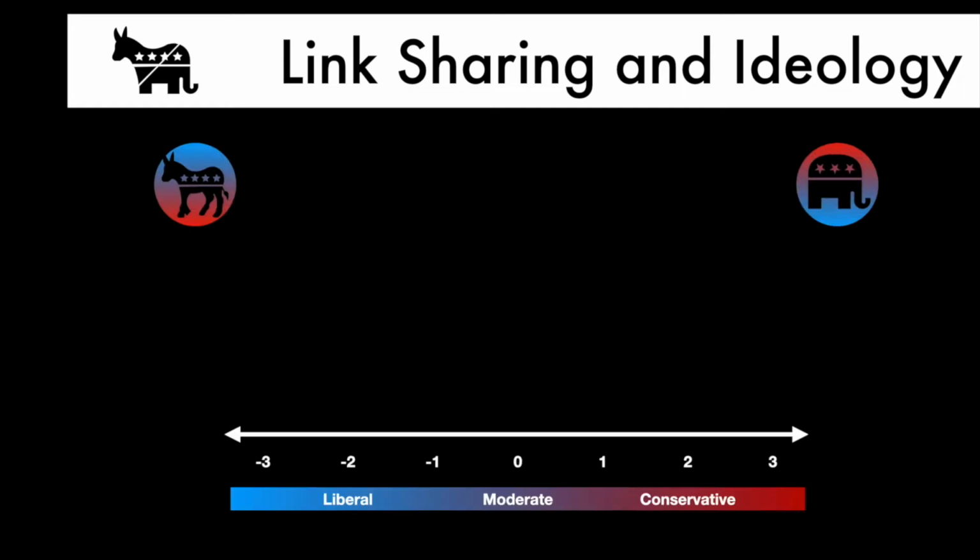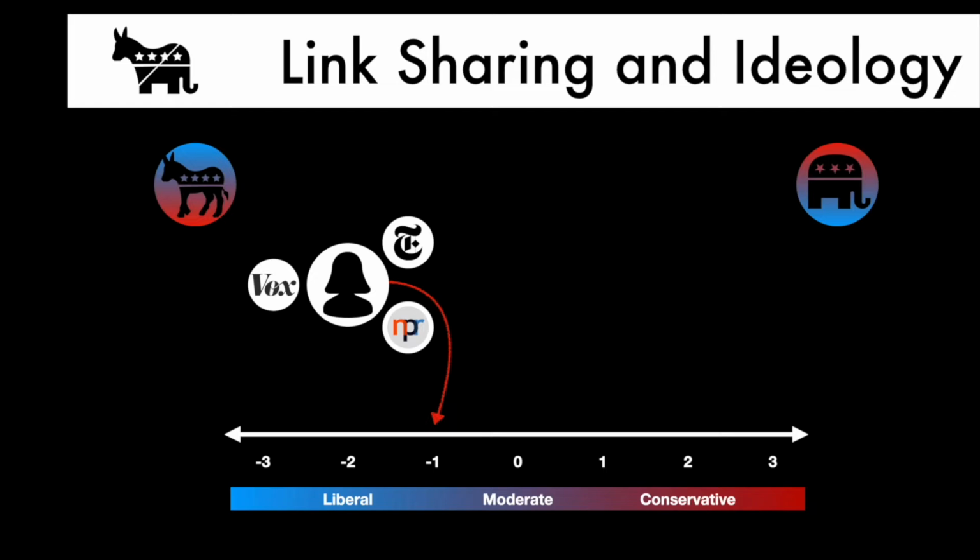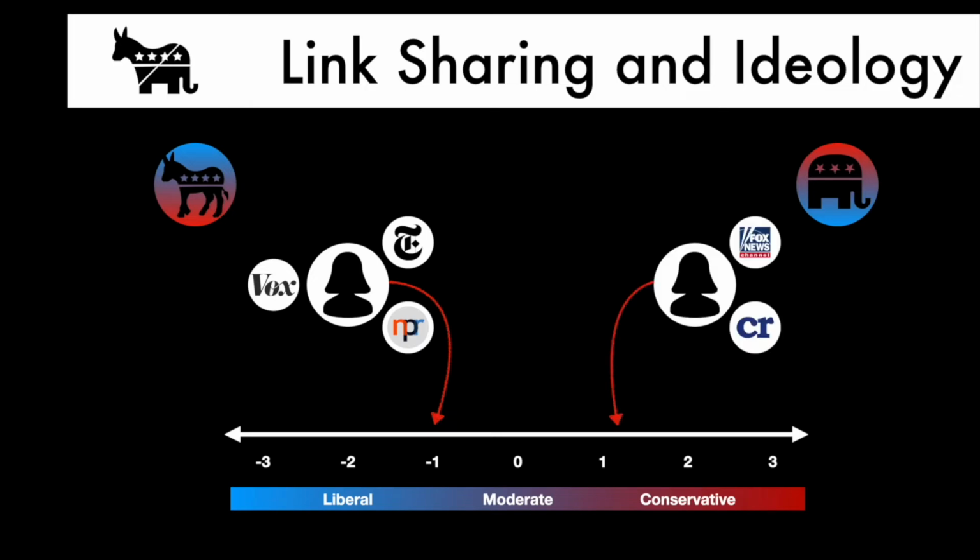And there's a lot of work that's gone into this to show that, based on your domain sharing, you can project onto this line, and we can actually evaluate your political position relatively well. Whether you're sharing Vox, New York Times, or NPR makes you more likely to be associated with somebody who's liberal, whereas if you're sharing content from Fox News or Conservative Review, you're more likely to be of a conservative persuasion.